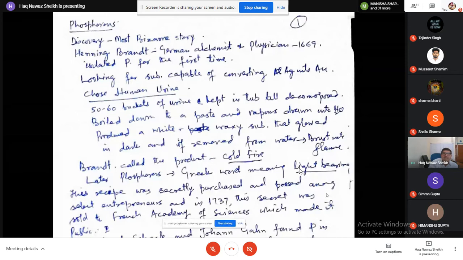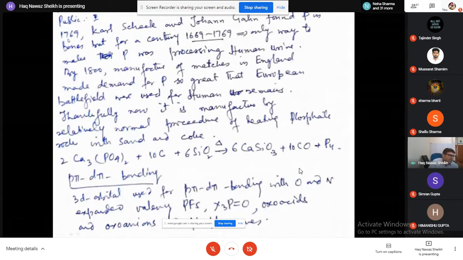It was ultimately late, about a century after this discovery, in 1769, after a complete 100 years, that Scheele and Johann Gahn found that bones, the bones of animals as well as human bones, also contain phosphorus. But for a century, from 1669 to 1769, the only way to make phosphorus was processing human urine. It's a strange story that you could derive an element from human waste.